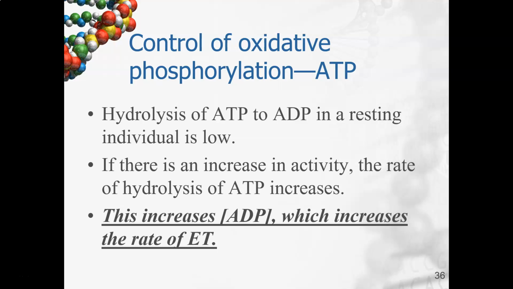So in a lot of these pathways, we spend a lot of time talking about how these pathways are controlled. Normally in resting individuals, so if we're sitting in our chairs in front of our computers now, hydrolysis of ATP to ADP is low, so the concentration of ADP in our cells is not particularly high. But if we get up and run around, then our ATP will be hydrolyzed to ADP, and the concentration of ADP will go up, and that ADP increases the rate of electron transport.